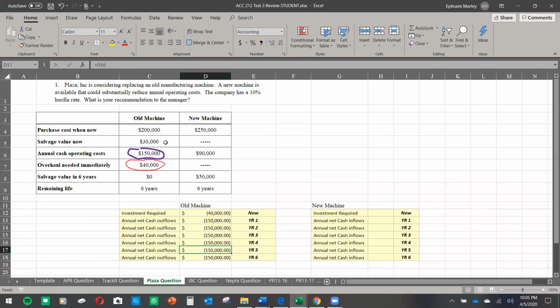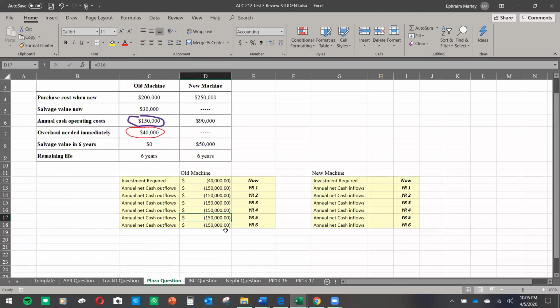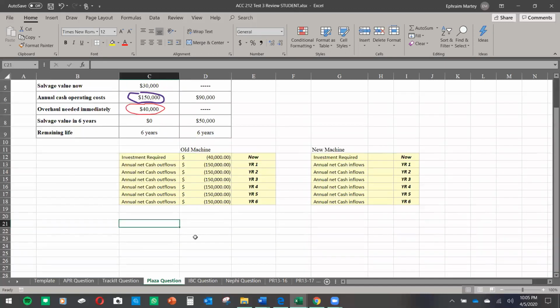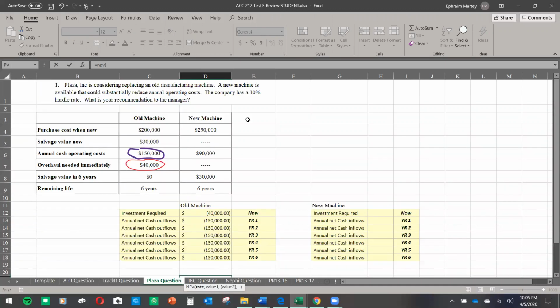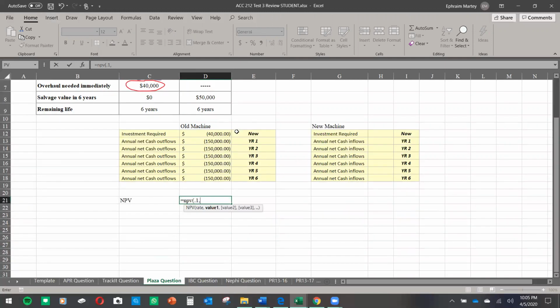What else do we have here? The salvage value in the 6 years will be 0, so we don't have any salvage value that we need. Great. So now, what is our net present value if we keep the old machine? We type in NPV, and the hurdle rate is 10% over here, so 0.1, comma, select everything here, close parenthesis, plus the initial investment required. So this is our net present value, negative 693,000.